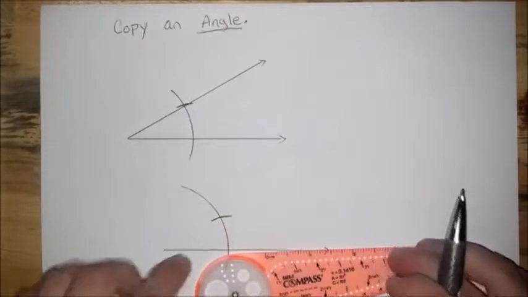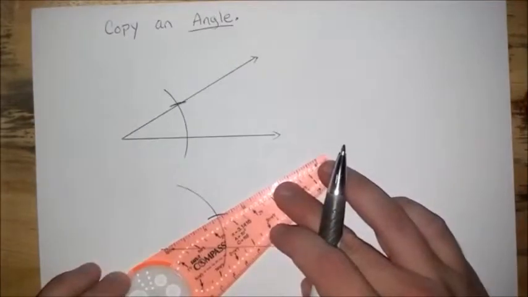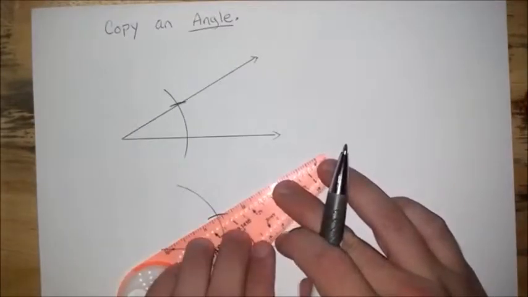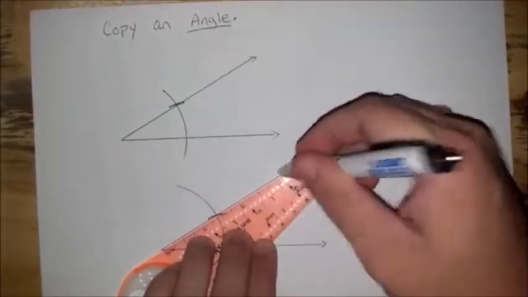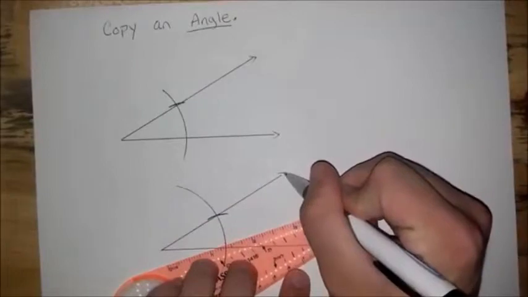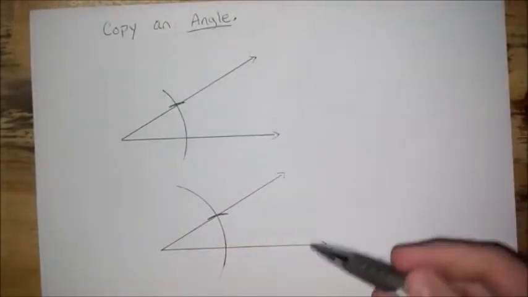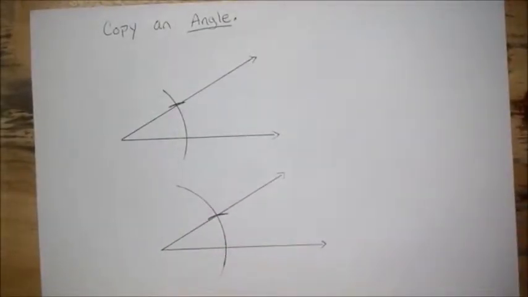Right, like that. Connect the vertex with the point where our two arcs intersected. And this angle is exactly the same as that. And that's how you copy an angle.